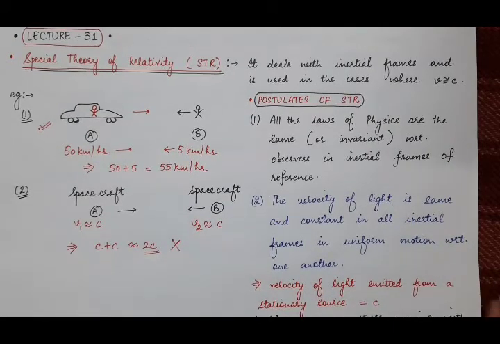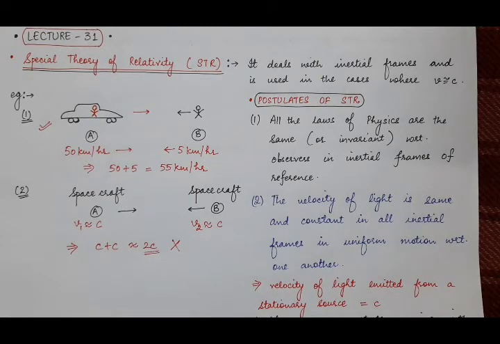The first postulate given by Einstein is that all the laws of mechanics, or all the laws of physics, remain invariant in all the inertial frames of reference. Or you can say that all the laws of physics stay invariant with respect to different observers in different inertial frames of reference.